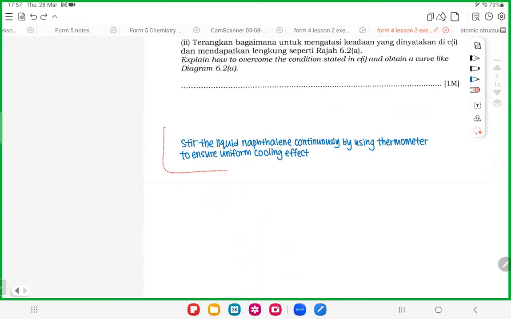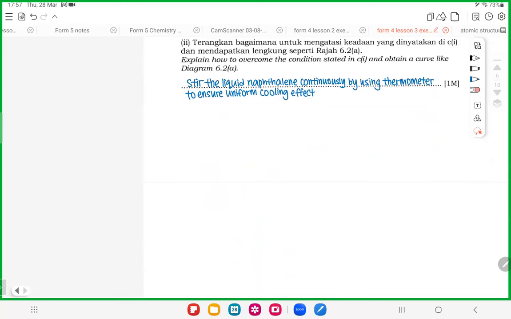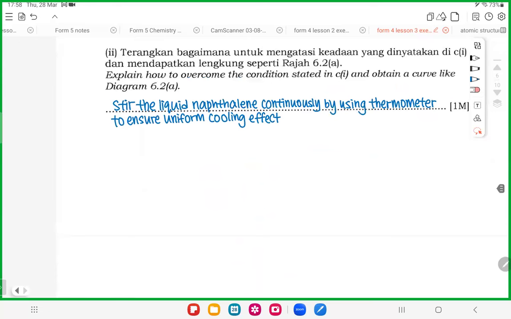You need to tell people what you are stirring. You stir the naphthalene, and how do you stir? Stir continuously. You don't stir for 2 minutes and then stop. Cannot. Let's say the cooling process is 10 minutes, you need to continuously stir for the entire 10 minutes. Let's say the cooling process is 25 minutes, you need to stir for 25 minutes. Understand? So you need to stir continuously.